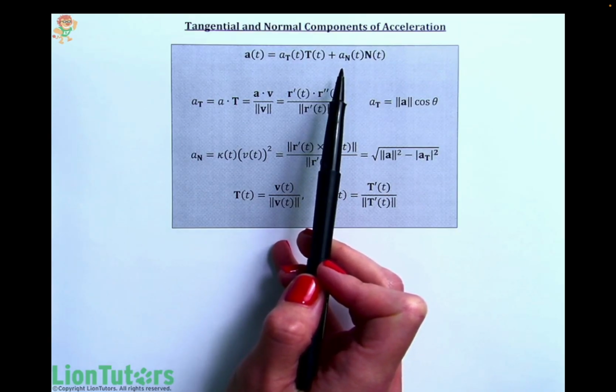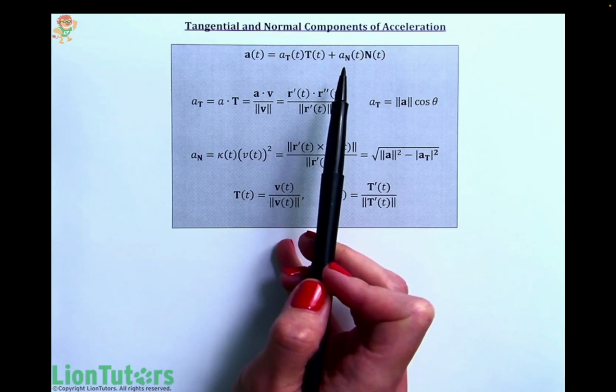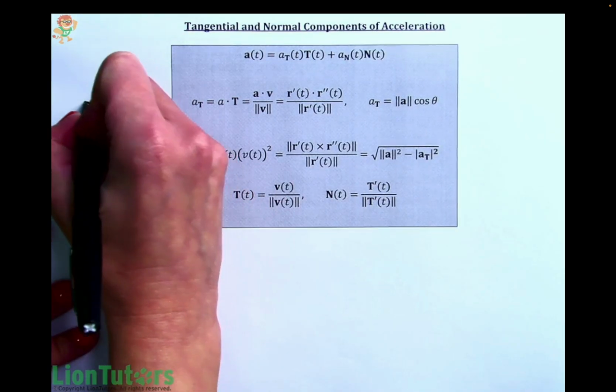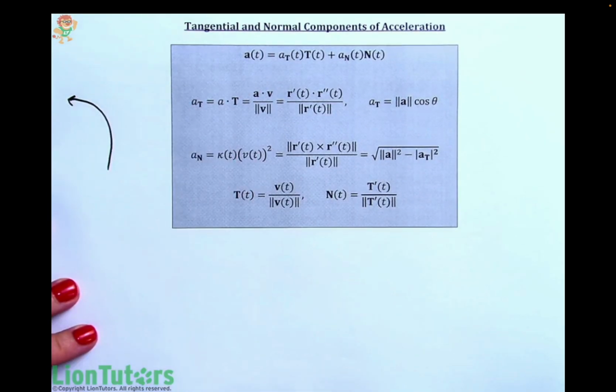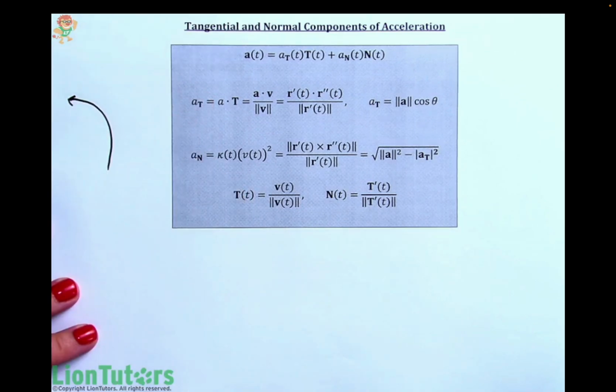So if you imagine you're traveling in a car going 50 miles an hour, so you're going a constant speed of 50 miles an hour, if you make a left-hand turn, your overall tangential acceleration is still going to be 0 because you're still going 50 miles an hour. Nothing is slowing down or speeding up.